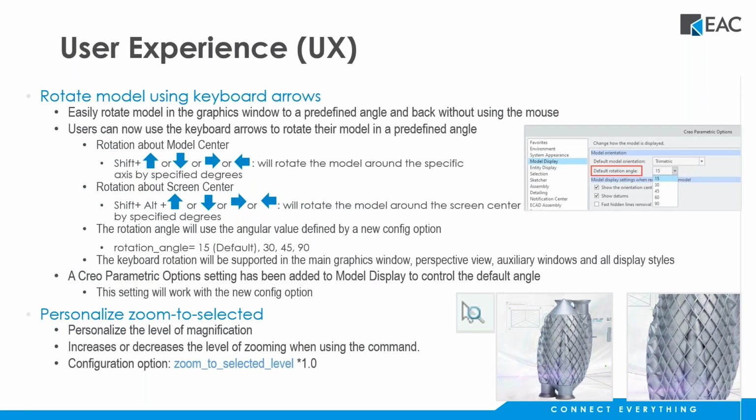For the user experience, there's been a couple cool updates that PTC has implemented. And the first one is we are now able to rotate models using our keyboard arrows. So if we hold down Shift and use our keyboard arrows, it will rotate that model around the specific model axis. If we want to rotate about the screen center, we can hold down Shift and Alt, and that will also rotate the model around. Now this rotation angle is 15 degrees by default, but we can change that through configuration as well.